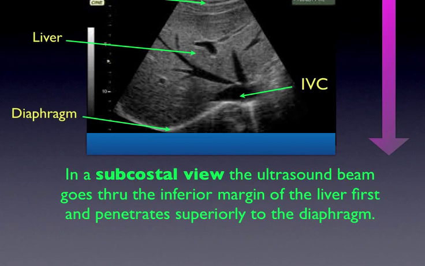So again, skin, liver, IVC, and diaphragm, with the ultrasound beam going from the top of the screen going down. And if you think of how the beam is aimed on the patient, it's going from the skin up to the diaphragm.